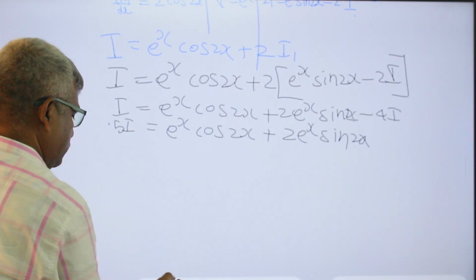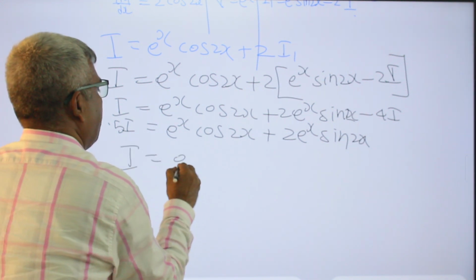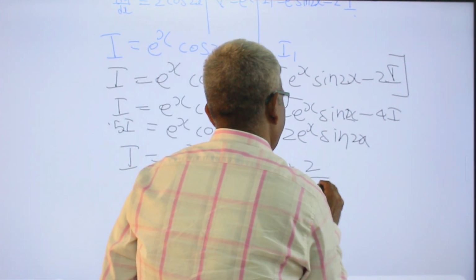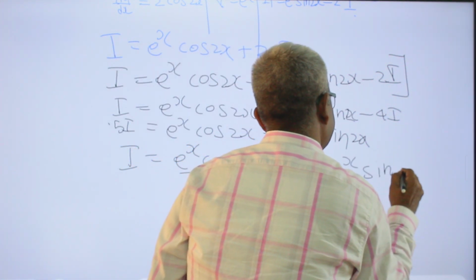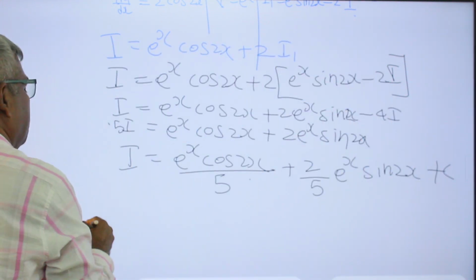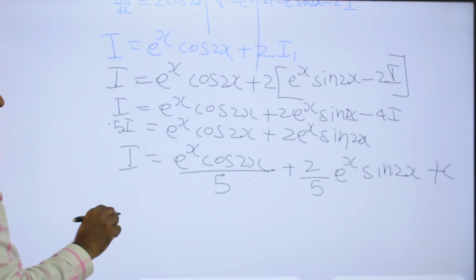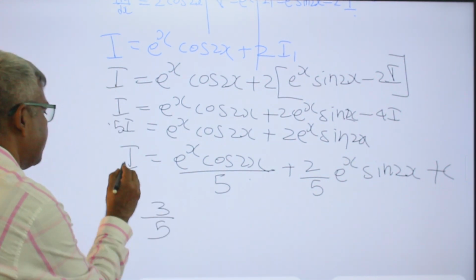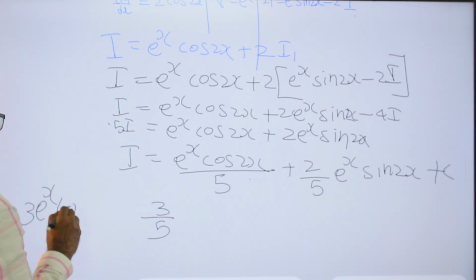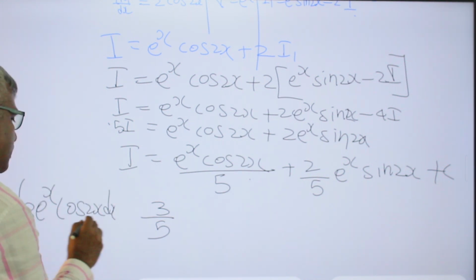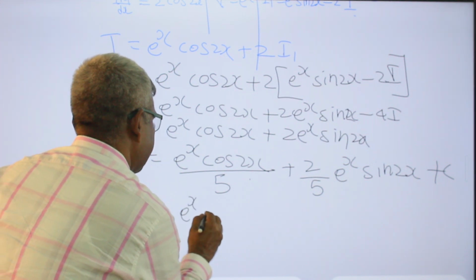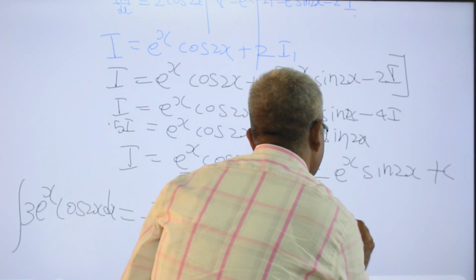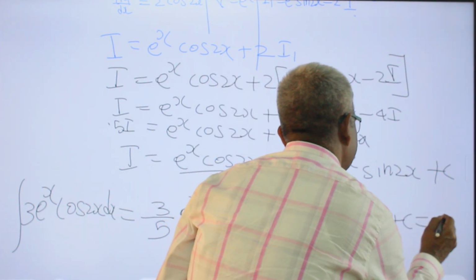I is equal to e power x cos 2x by 5 plus 2 by 5 e power x sin 2x plus c. Now you start to put c. Our starting point is 3I, 3 e power x cos 2x dx. So our result is 3 by 5, this is I. We want 3 e power x cos 2x dx. 3 by 5 e power x cos 2x plus 6 by 5 e power x sin 2x plus c. That's all.